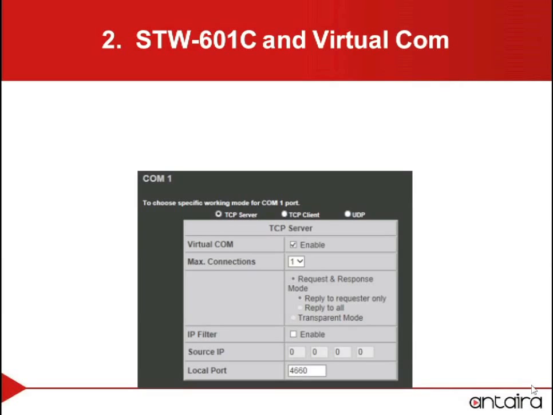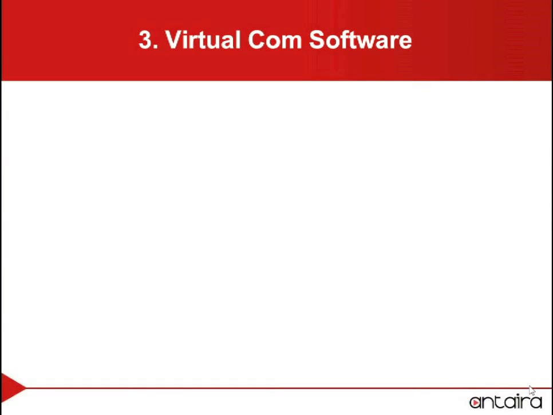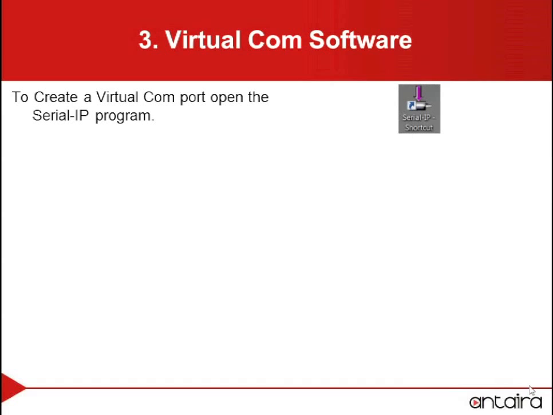Because I mentioned that we will be using a virtual COM port because we do not have any serial ports on the computer, we will need to verify that the serial virtual COM port is enabled. To establish a virtual connection, we will open the virtual COM software, the Serial IP program, through the shortcut, which should be available after we've downloaded the software that came with the device.